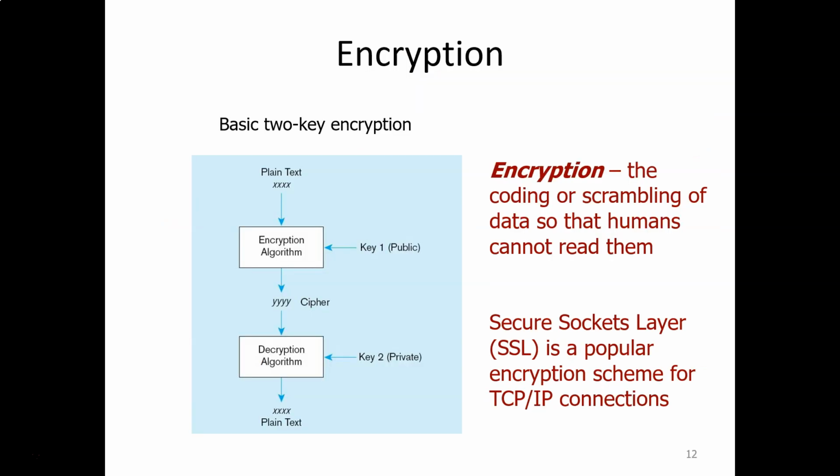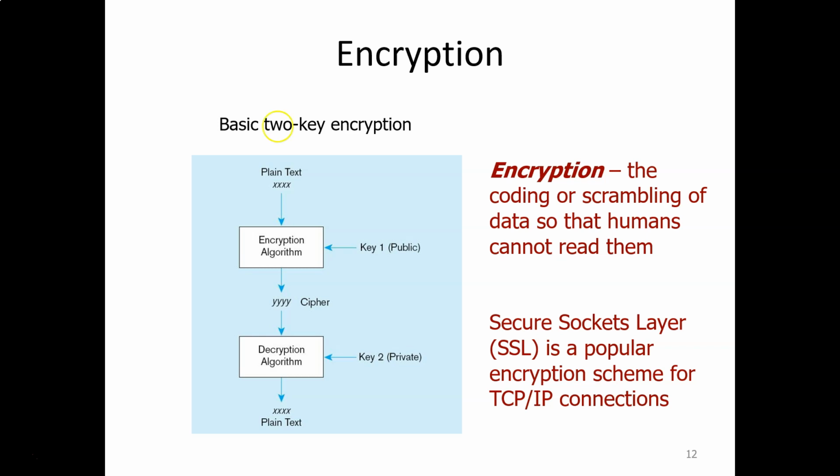Encryption, that's another way to secure the data. And there are two types of encryption. One is the one-key encryption, or it's called the symmetric encryption, and the other is the two-key encryption, or asymmetric encryption. And this picture shows you the asymmetric or two-key encryption.